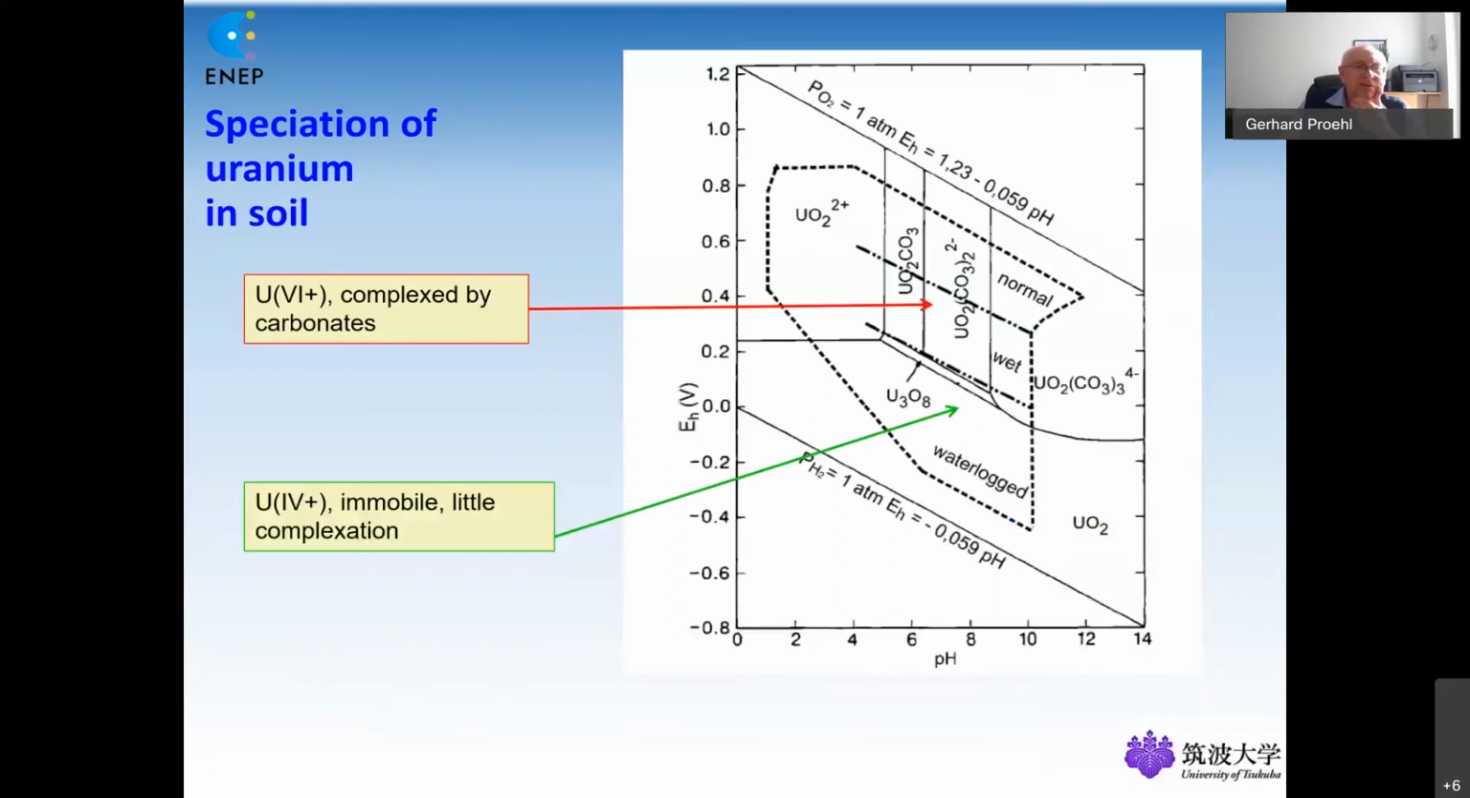So let's now look at the speciation of some important radionuclides in soil. This is uranium. If you look at this figure, you see uranium occurs in four different species. However, the most important or most available is uranium 6 plus, complexed with bicarbonate, and this is represented by this red arrow. All the other uranium forms are less available.